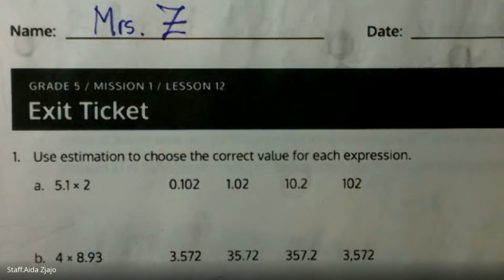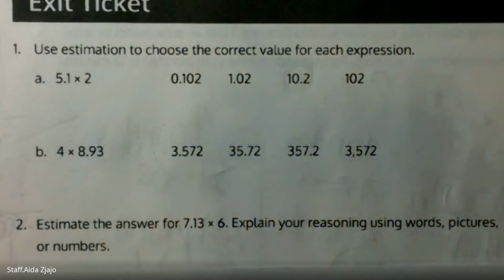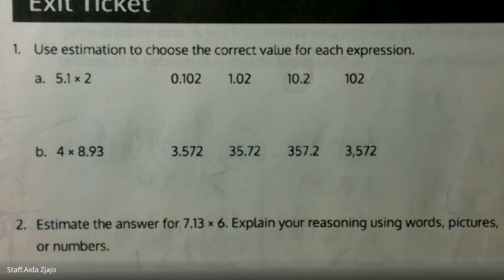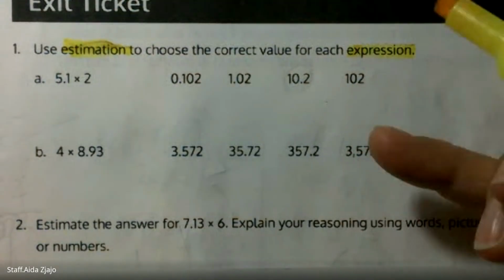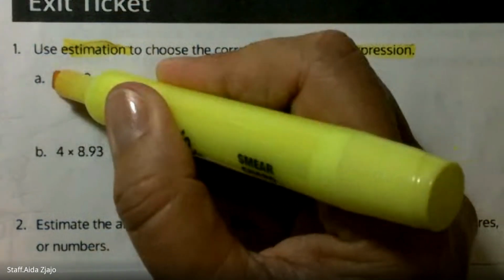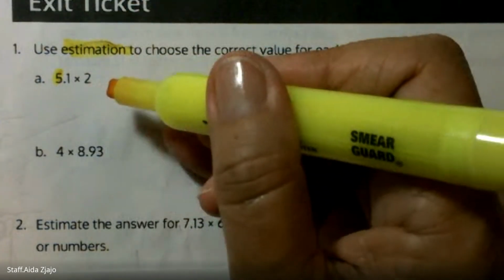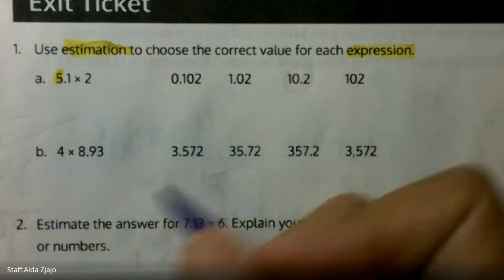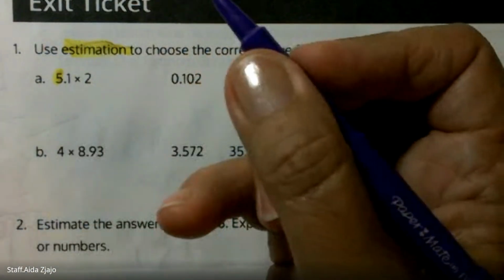Okay, exit ticket. Use estimation to choose the correct value for each expression. So the real estimation for each expression. An expression is something that does not have an equal sign. So as you can see, this is 5 wholes and 1/10 times 2, and there is no equal sign. So this is called an expression. So if I have $5 and 1 dime, I cannot say then I have $6.